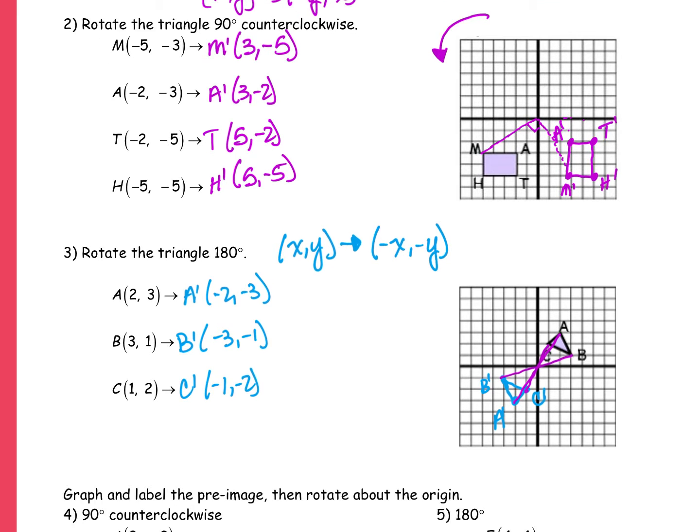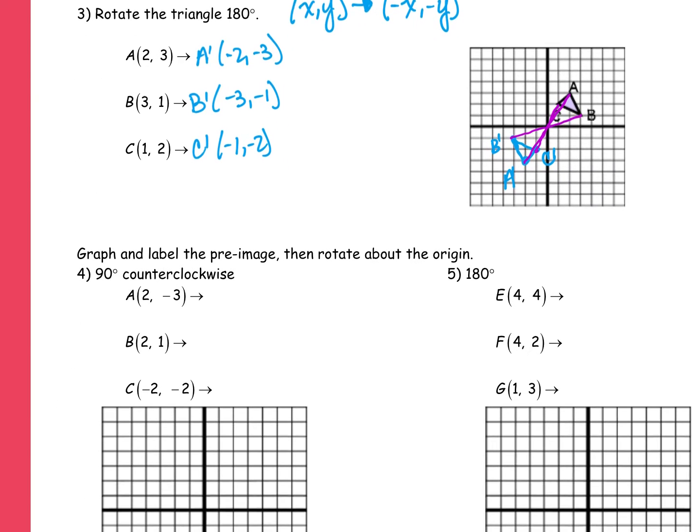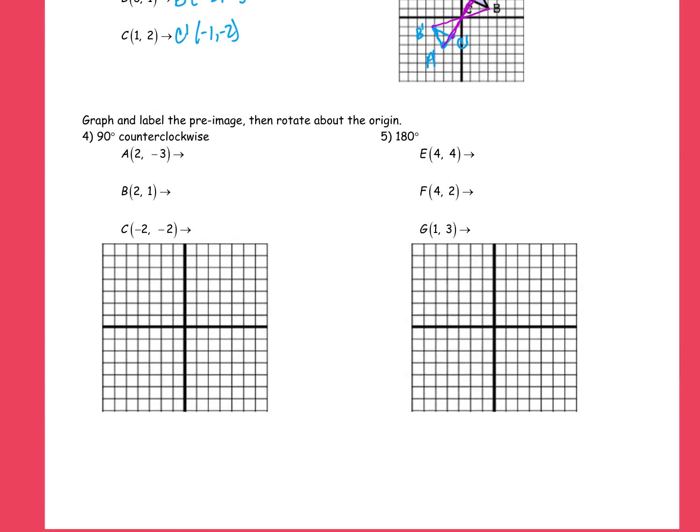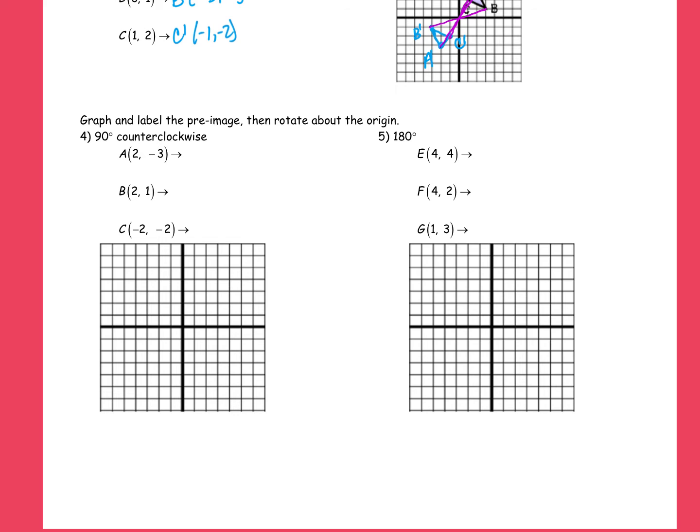Okay, so what's the next one? Okay, so I want you to go ahead and do these two. It's the last two on the page, right? So 90 degrees counterclockwise, and then you're going to graph and label the preimage, then rotate about the origin 90 degrees clockwise and 180 degrees, whichever way you want to go. So, okay, here we go. So if I'm going counterclockwise, what's my rule?